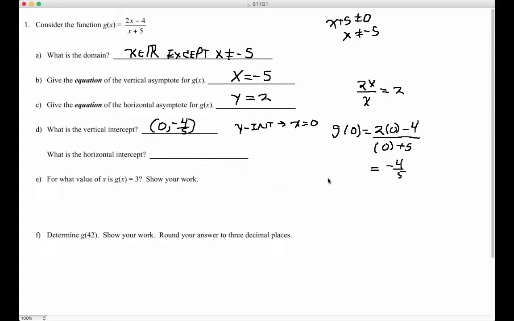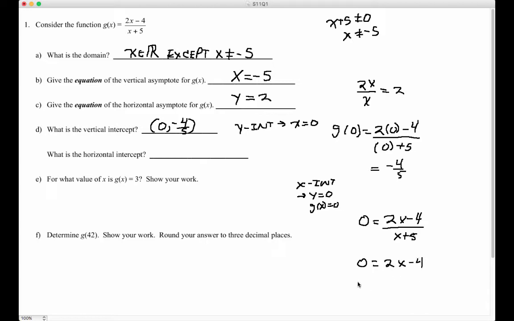What is the horizontal intercept? Okay, well, if we're finding the horizontal intercept, that means we're finding the x-intercept. And if we're finding the x-intercept, that infers to us that y must have been equal to 0. Or in our case, g of x is equal to 0. So that tells us we need to solve the following equation. We need to solve 0 is equal to (2x minus 4) over (x plus 5). Well, now the only way that that could have been equal to 0 is if the numerator was equal to 0. The denominator can't make it equal to 0. We've already discussed that, so it's got to be the numerator. So what this infers to us is that 0 must be equal to 2x minus 4.